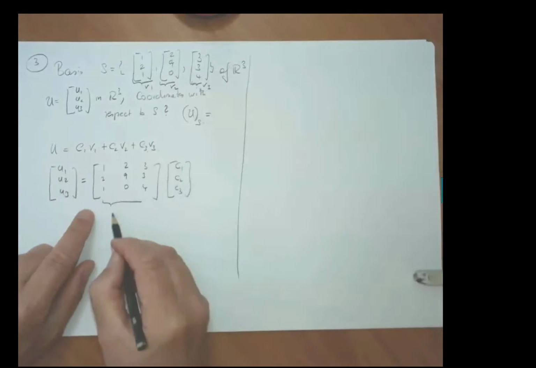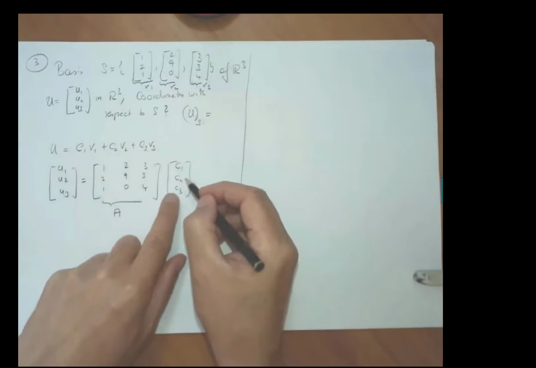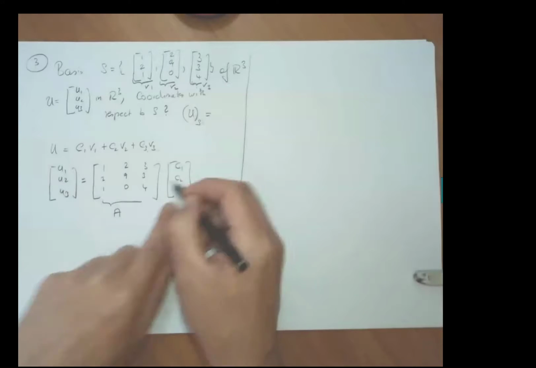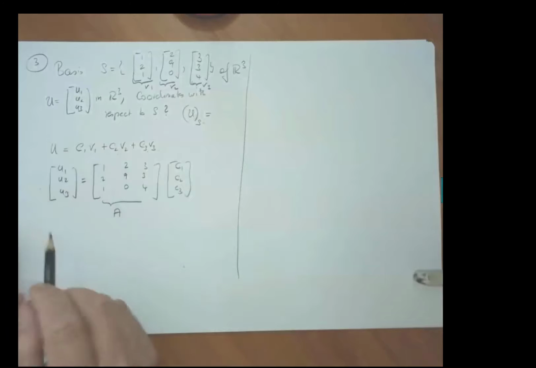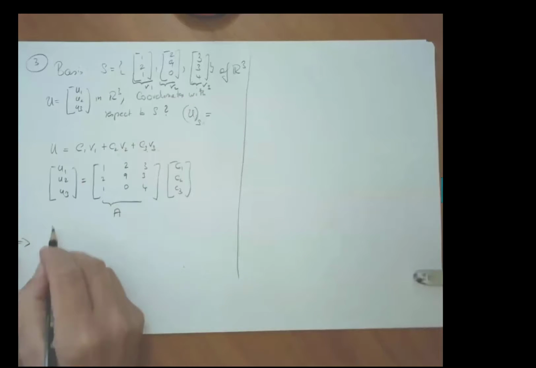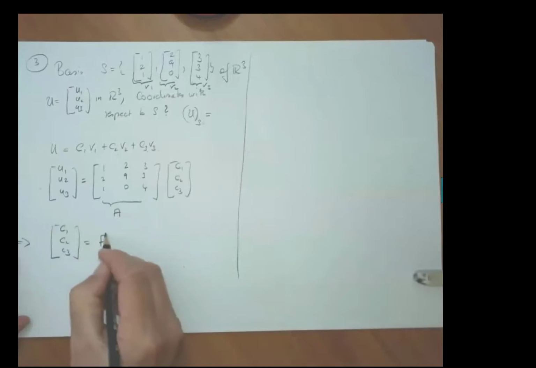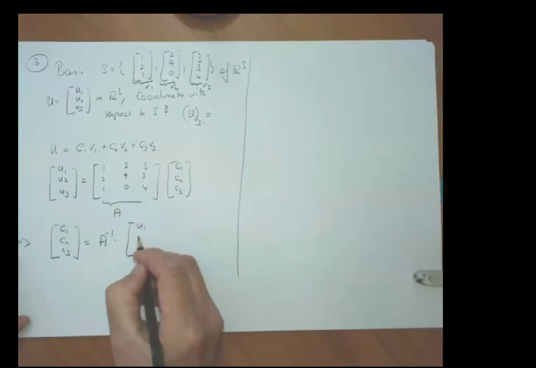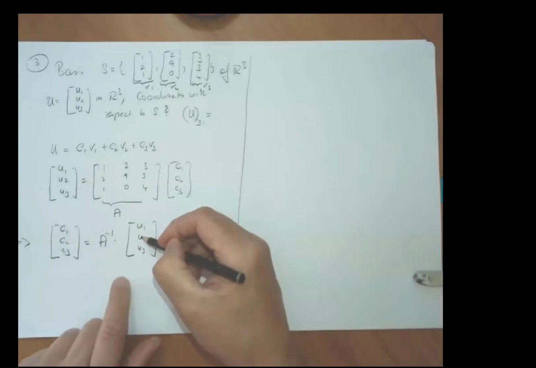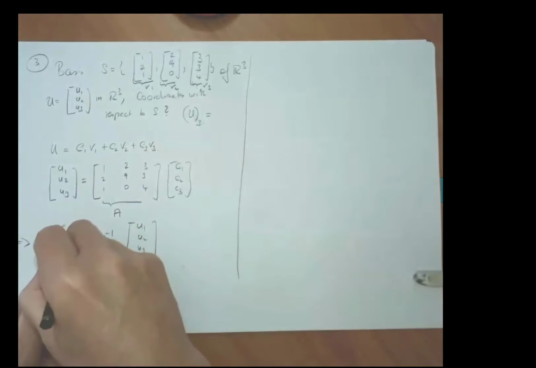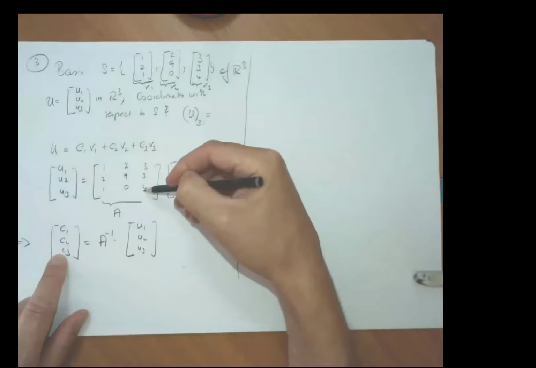So again, I call this matrix A, like I did before. Essentially, we would like to solve this equation for this, which means we have to bring A to the other side. So that means C1, C2, C3 is A inverse times U1, U2, U3. If you tell me the standard coordinates, you multiply it by A inverse and you get the coordinates with respect to S, where these are the columns of S.